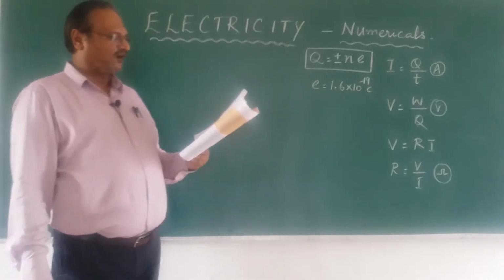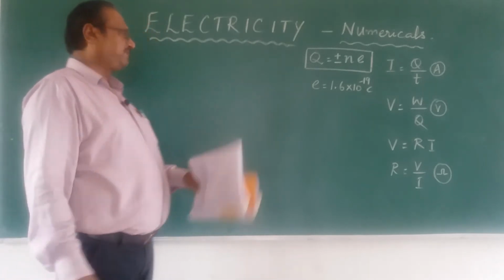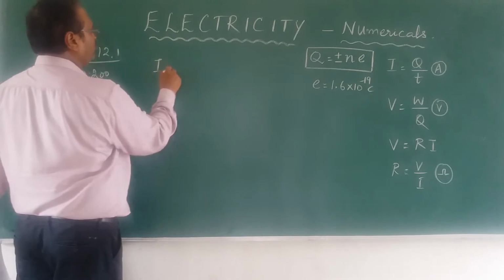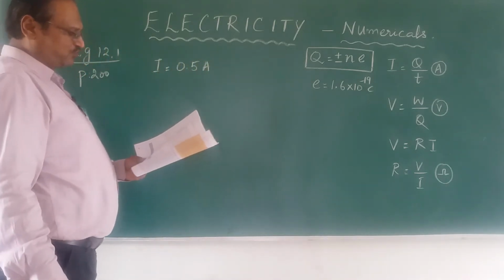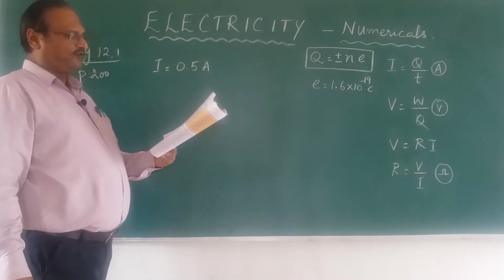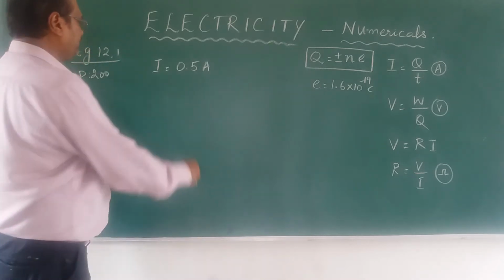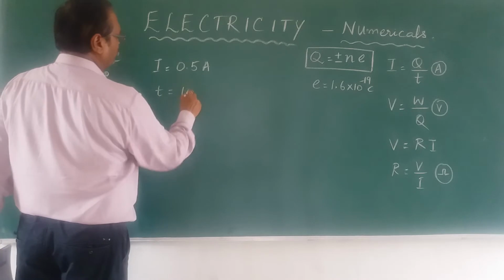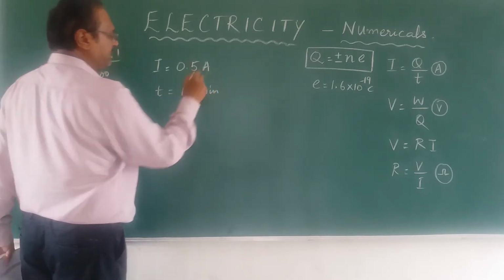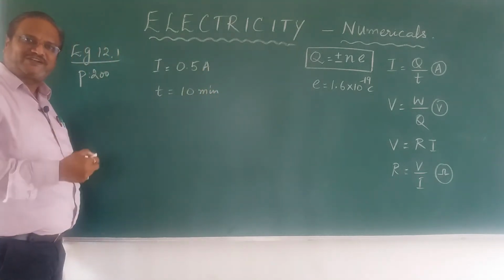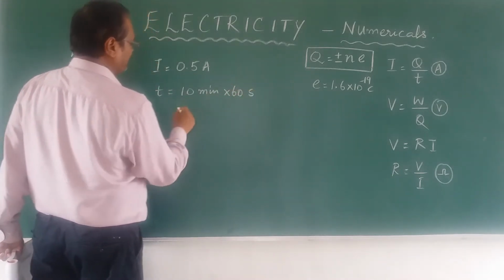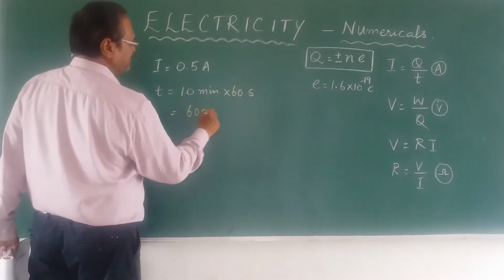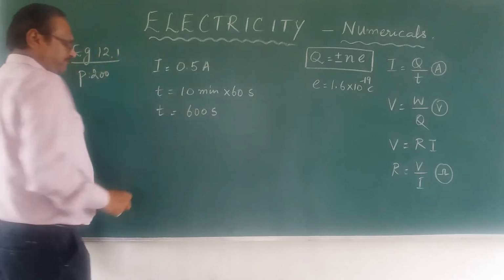A current of 0.5 ampere, I is equal to 0.5 ampere, right, is drawn by a filament of an electric bulb for 10 minutes. Time is equal to 10 minutes. When it is in minutes, we need to convert it into seconds. So, multiply by 60, that is the SI unit. So, you have 600 seconds as the time.